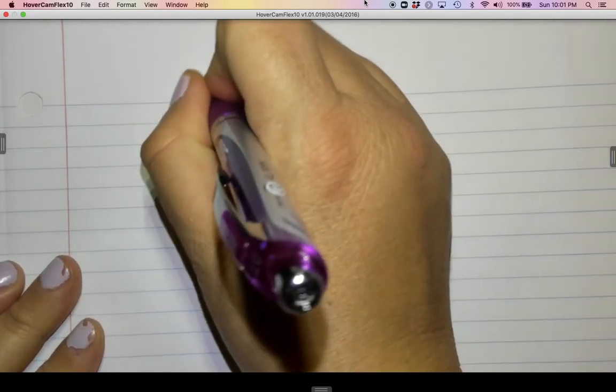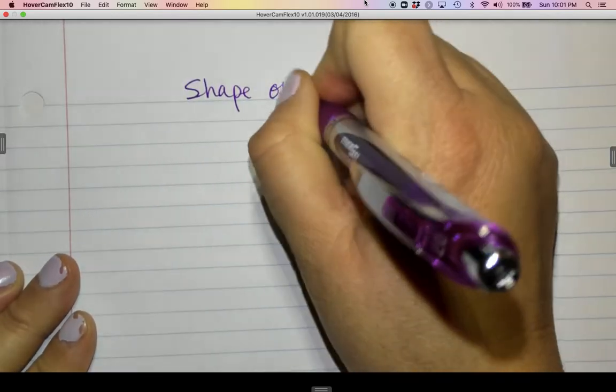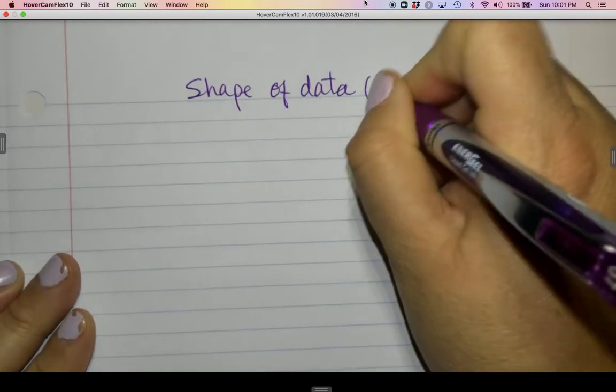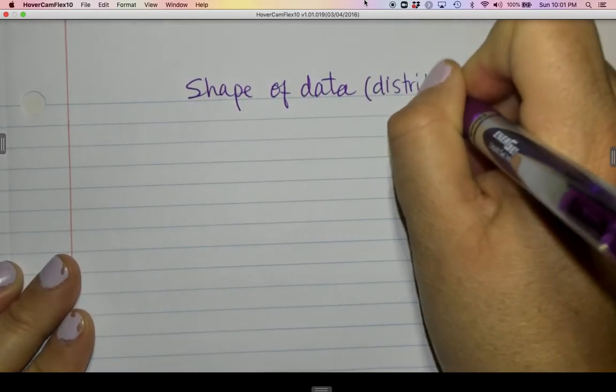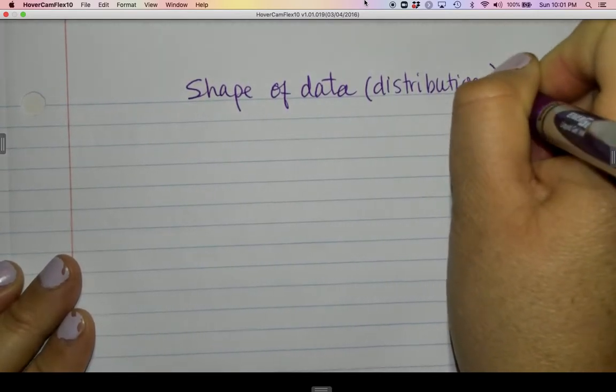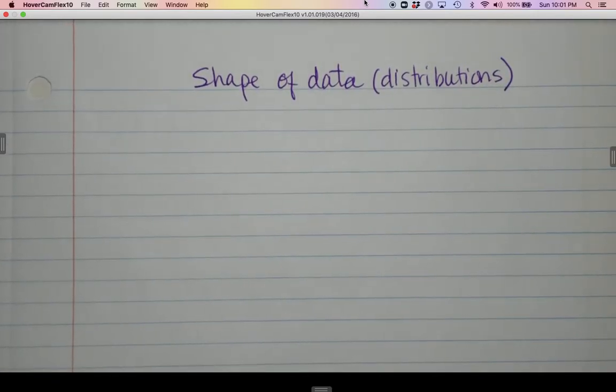What I'm going to go to now is distributions. And this is just called the shape of data, and distributions means how is the data distributed? What does it look like? How are the numbers spread out if you're looking at a graph? Okay.